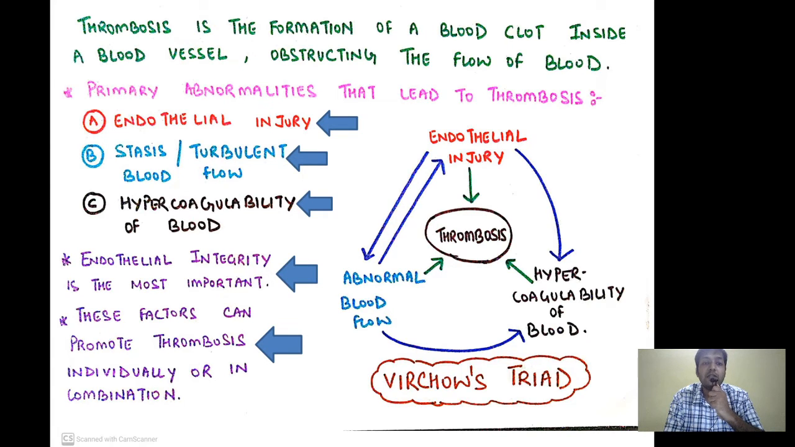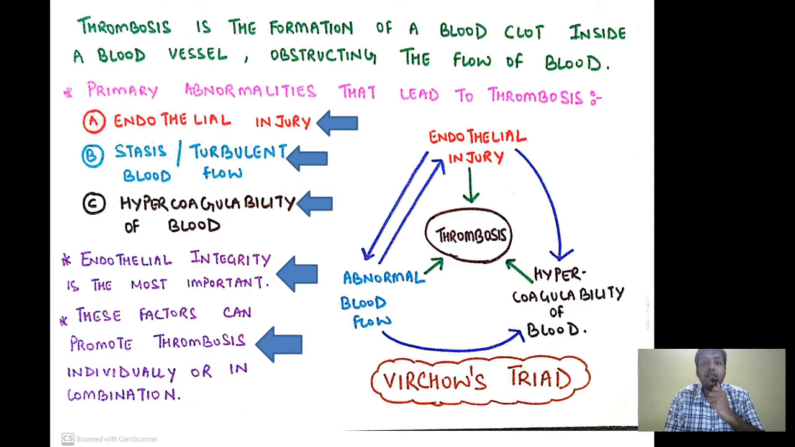In combination means what? It means endothelial injury is causing an abnormality of blood flow, or abnormal blood flow is causing an endothelial injury. So this is vice versa. Okay, so they can be in combination. So all these three factors can be present in any one patient, leading to thrombosis.